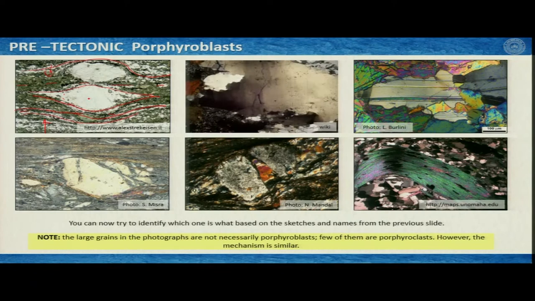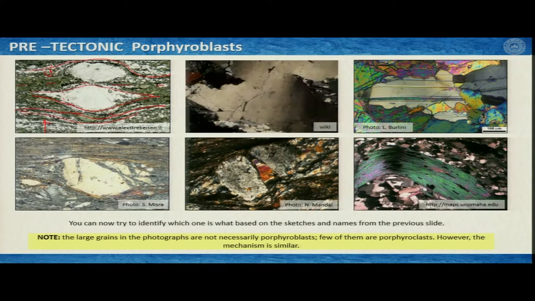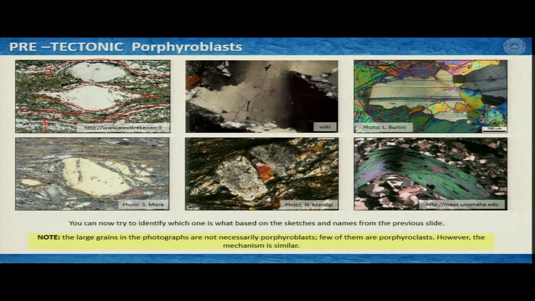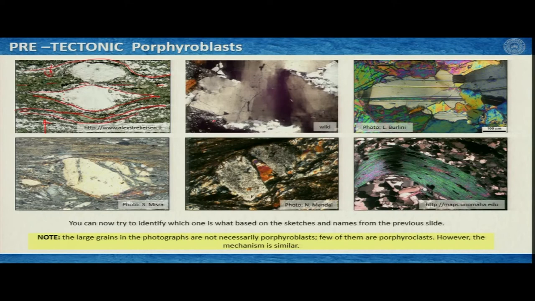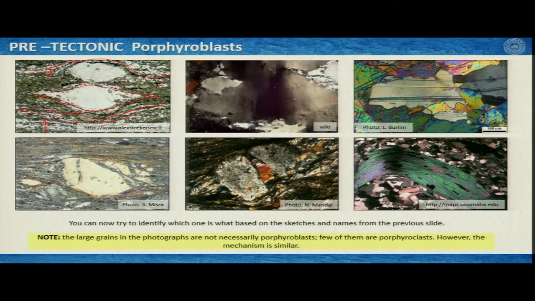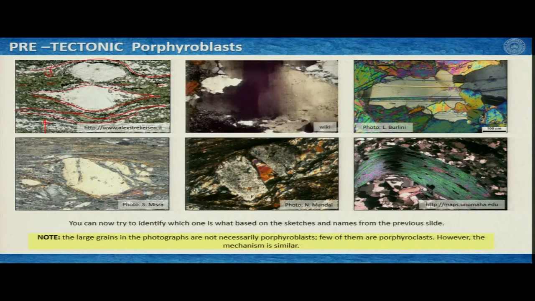This is a GIF image that I have collected from Wikipedia, and you see the stage is rotating, and you see a continuous undulatory extinction going on in this quartz, and you also see that outside the matrix is extremely fine grained, and this grain is pretty large. So this could be a porphyroclast as well, but it is showing an undulatory extinction, and therefore this must be there in the rock before the deformation.